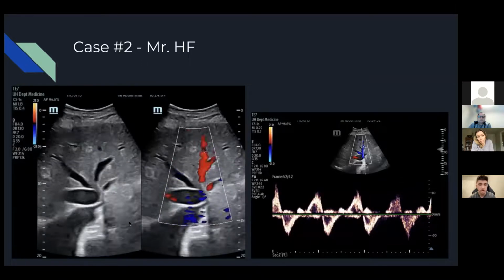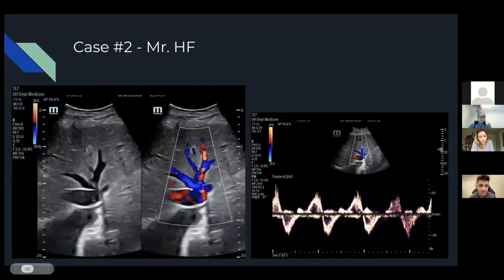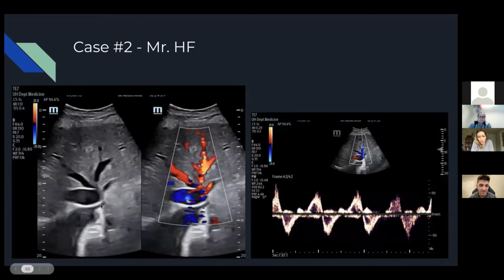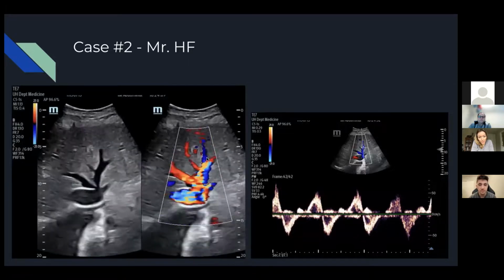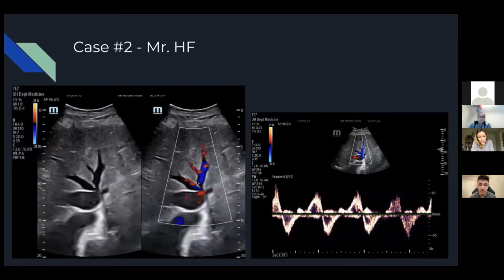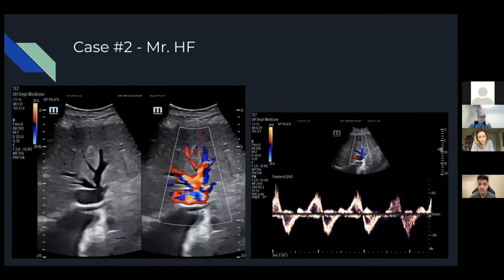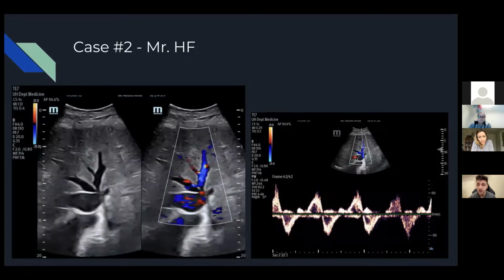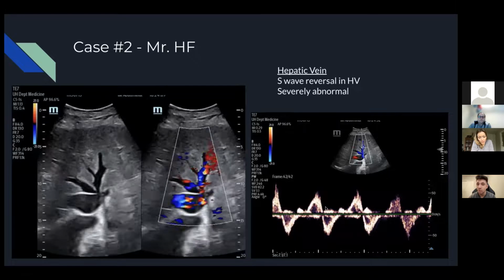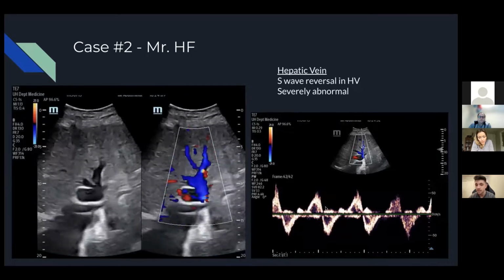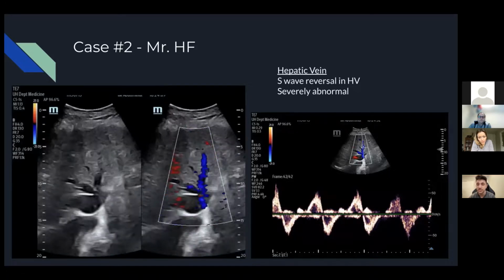And I believe these are also just great images by Dr. Leung, showing his hepatic vein here, lighting up like a Christmas tree. All you can see is blue and red here. And on the Doppler image, you're getting S-wave reversal here. So this is in keeping with severe abnormality and signs of congestion.